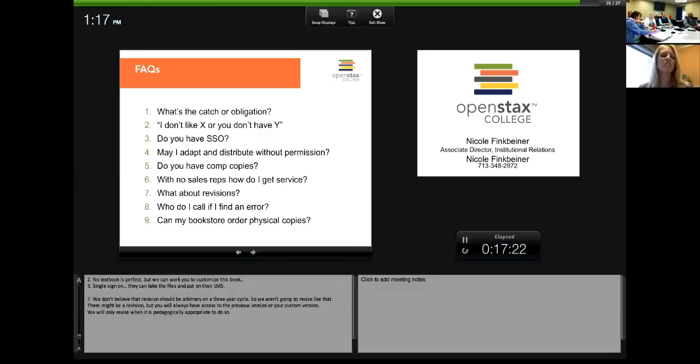What about revisions? We do not believe that revisions should be arbitrary on a 3-year cycle. So we only revise when it's pedagogically necessary to do so. However, all the previous versions of the book will still be available, as well as if you have created customized versions of our books, those will always be available.